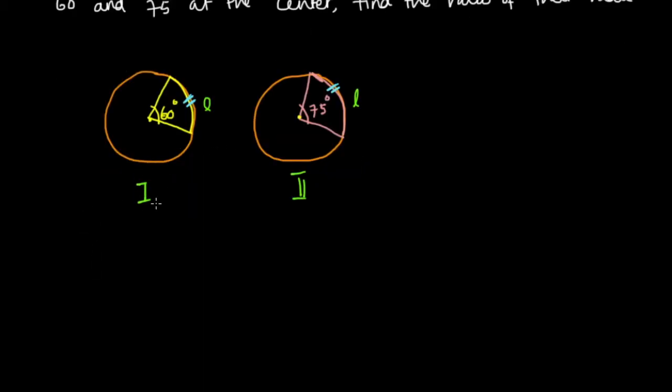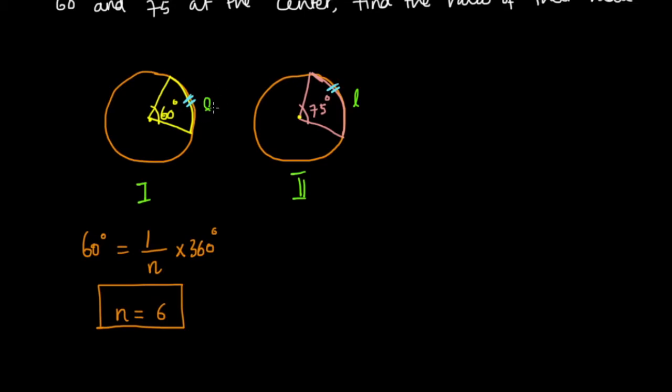Let's focus on circle 1. It subtends an angle of 60 degrees at the center. So how many parts of the total angle 360 degrees is this 60 degrees? Well, that's easy to find. 60 degrees is equal to 1 by some n parts of the total 360 degrees. If you solve this equation, then you get n as 6. So this angle is 1/6 of the total 360.